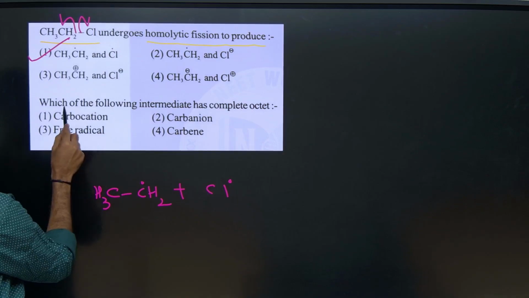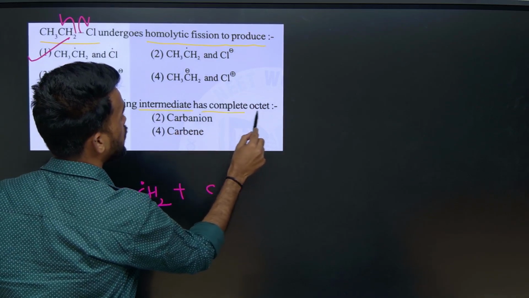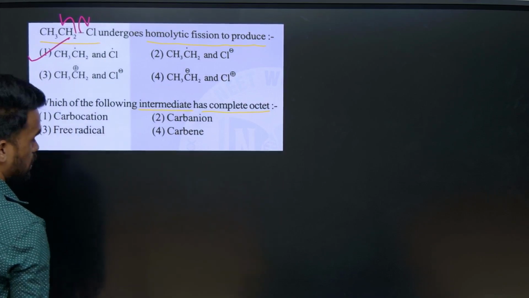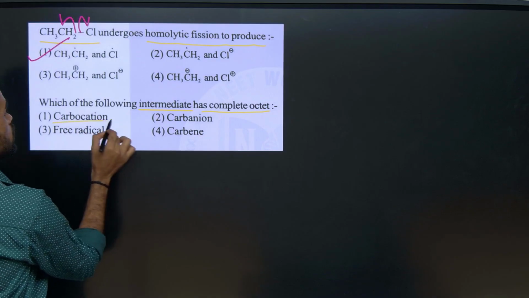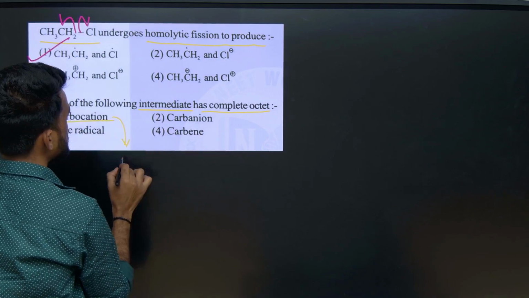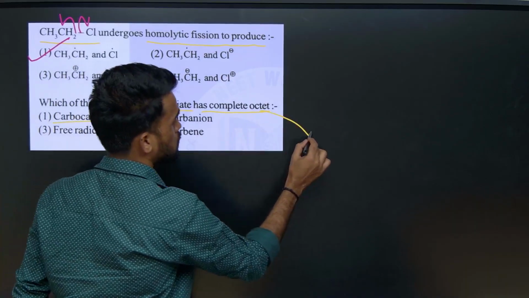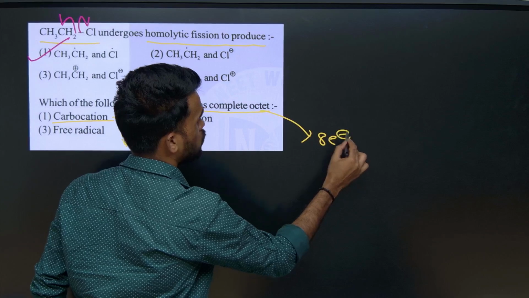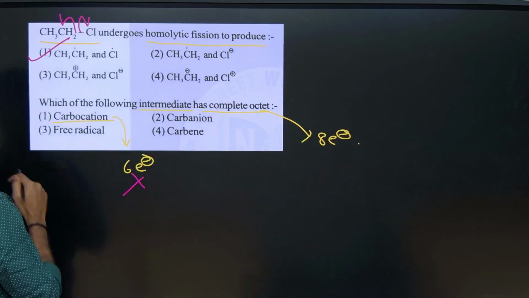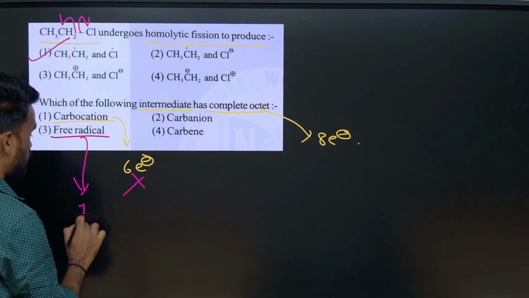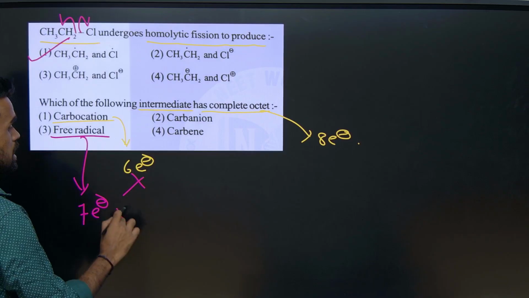Which of the following intermediates has a complete octet? You have to try this yourself. We already discussed this. A carbocation has only 6 electrons, right? So this is not correct, because an octet means how many electrons should be there? 8 electrons. Now what about free radicals? They have 7 electrons, right? We just discussed it. So this is also not correct.